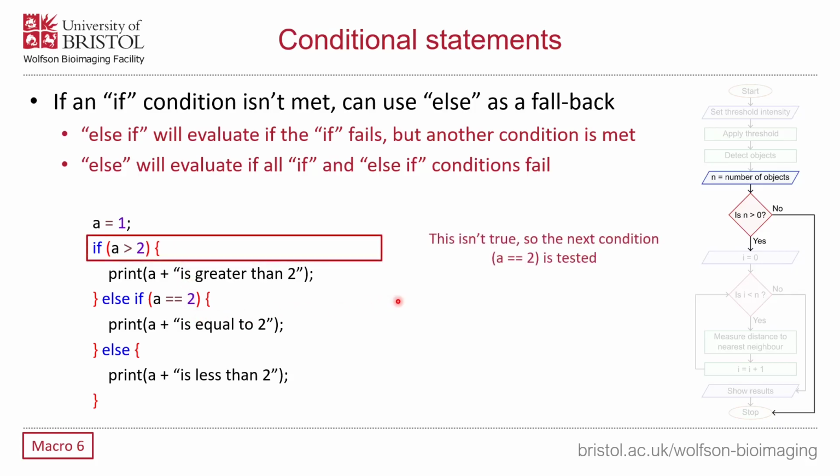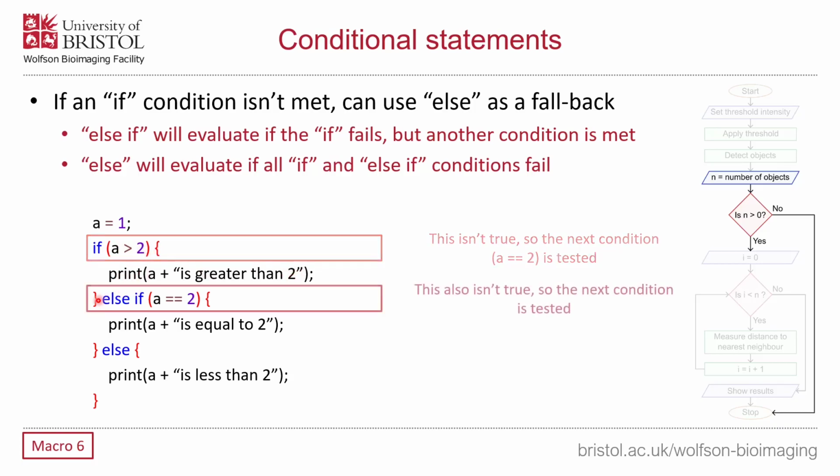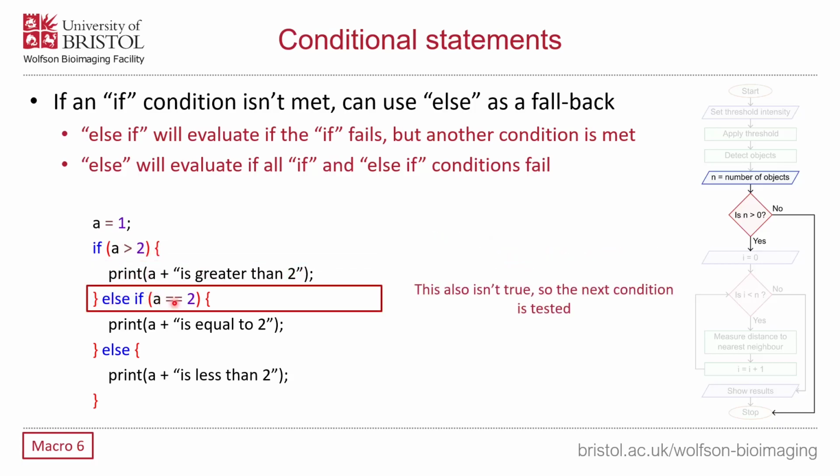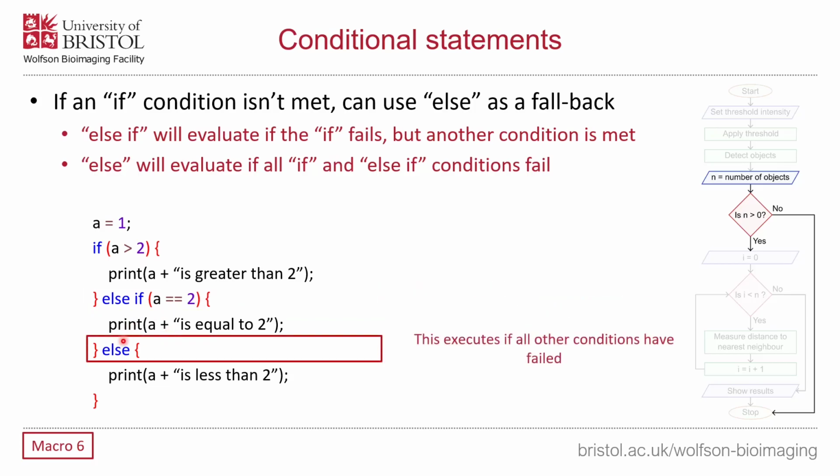So if we look at this particular one, we know that A is equal to 1, so if this was going to execute, A is not equal to 2, so this fails, so it skips this bit, and now we're going to test the next bit. Well, else if A is equal to 2. No, A is not equal to 2, so again, this chunk of code here is skipped, and we go to the else.